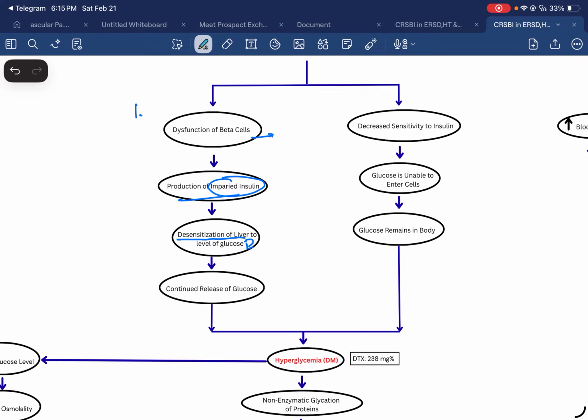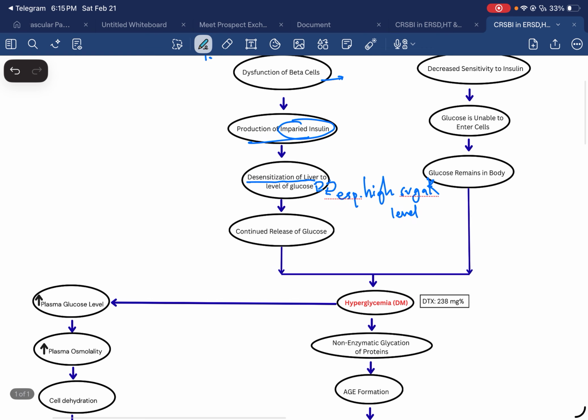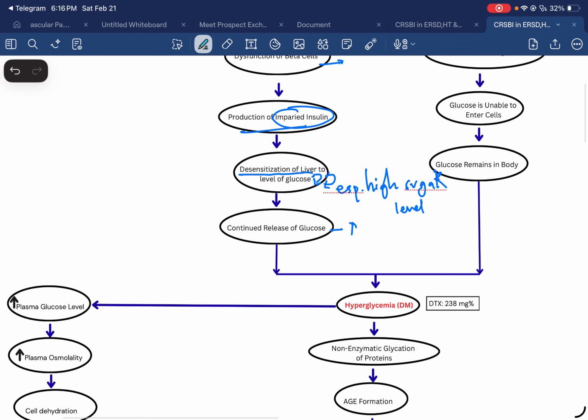It means the liver will not respond appropriately to the level of glucose, especially high sugar level. And therefore there is continuous release of glucose. When there is continuous release of glucose, there is high sugar.